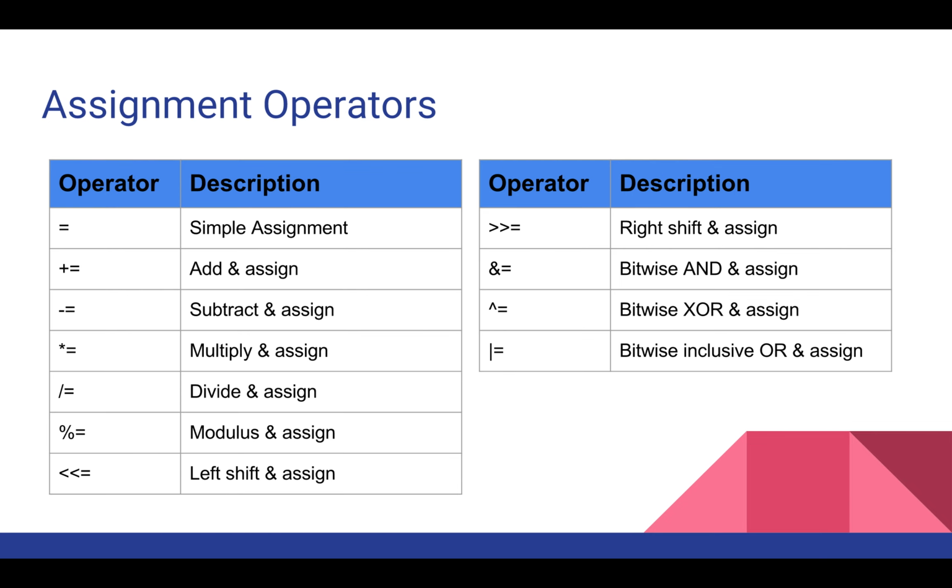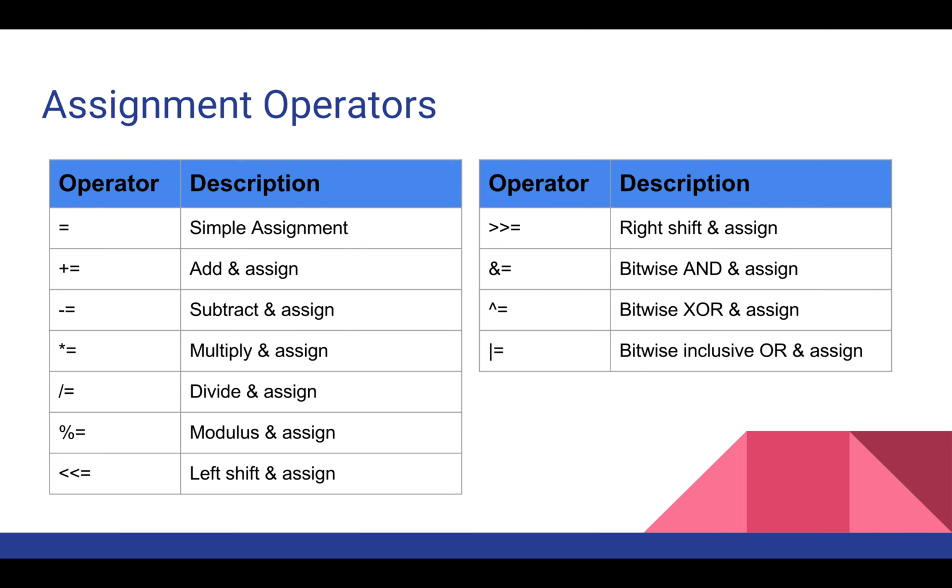Assignment operators. A simple assignment operator assigns the value of the right operand to the left operand. Unlike the assignment operators in C and Objective-C, the assignment operator in Swift does not return a value. This prevents using assignment operators accidentally in place of the equal to comparison operator.